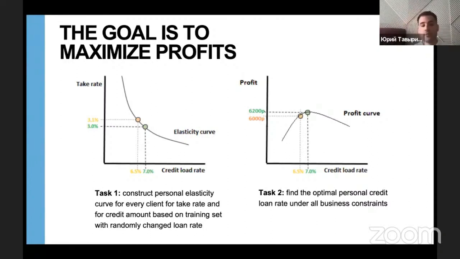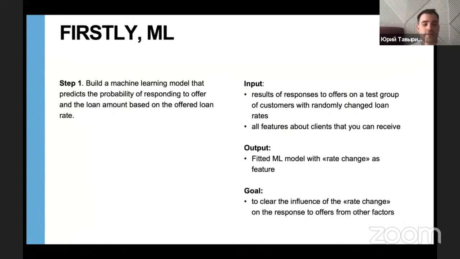Let's discuss in a little more detail how we solve this problem. The first step is to build the dependence of the selling of a loan on the offered rate. The biggest difficulty is to separate the influence of all other factors on the probability of sale from the influence of the offered rate itself. In such a case, machine learning certainly helps. If we try to take into account as many factors as possible in the model, then we can also account for the probability of a client's response to an offer. Then we can receive the dependencies on the loan rate. In this case, we use the LightGBM model. It showed good quality and gave interpretable dependencies on the loan rate.